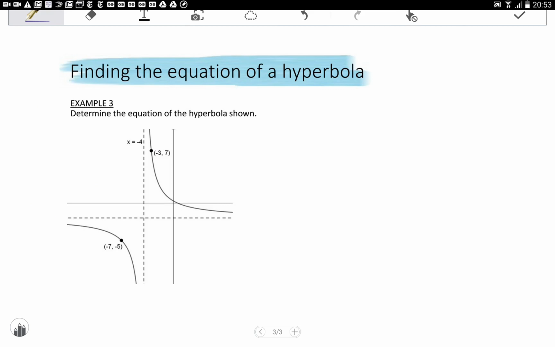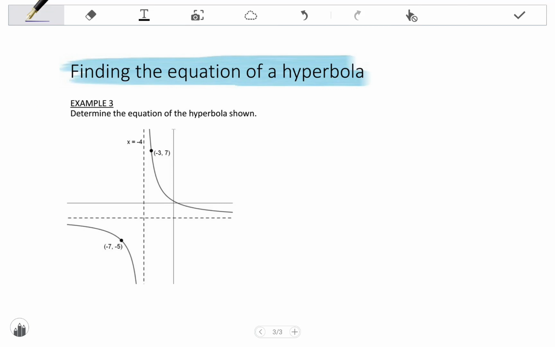Looking at this third and final example, we are told to determine the equation of the hyperbola shown. Now, in this hyperbola, we are given the equation of the vertical asymptote. We are not given any information about the horizontal asymptote. And then we are given 2 points on the hyperbola.